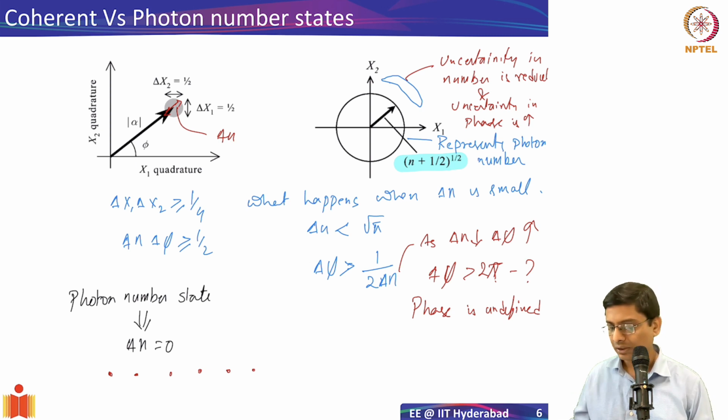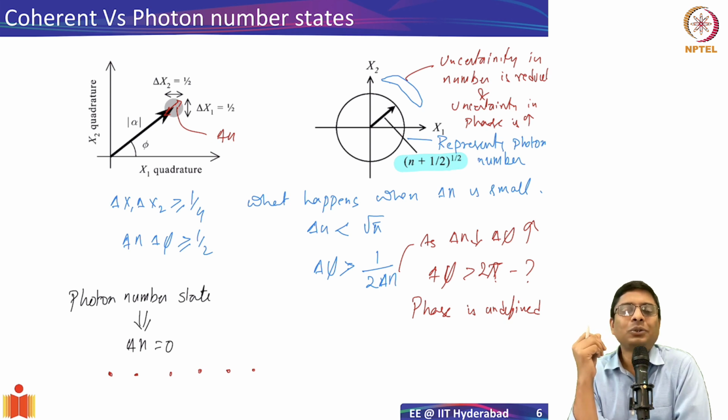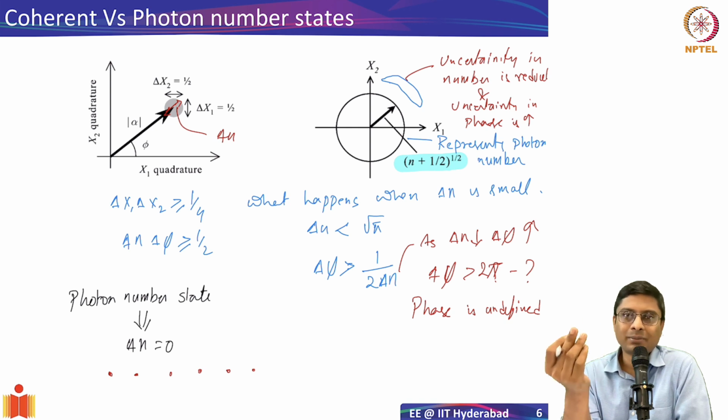Is there a scenario where you have perfectly defined phase and completely unknown photon number? If you want to go to perfectly defined phase, we'll have to go to delta phi reducing. So delta n has to be large. How much large? It's up to us. So you take a coherent wave, large photon number. You'll have some number. So the delta n will be proportional to it, but delta n will not be.